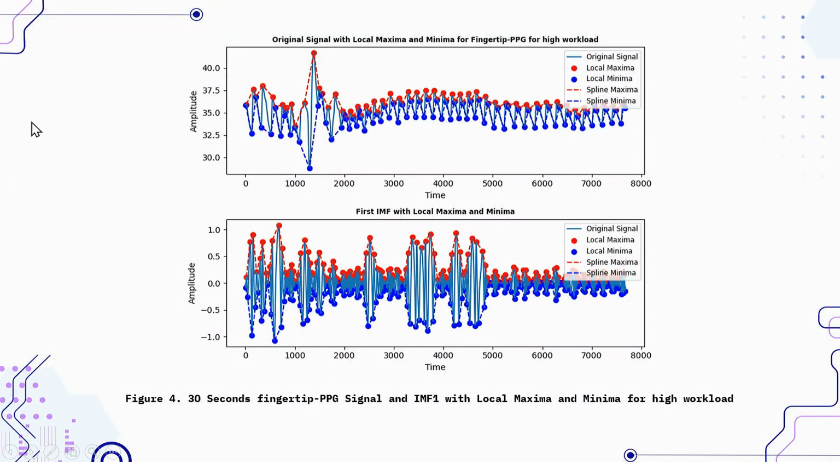This figure shows the original signal for fingertip PPG on high workload. When we need to calculate the IMF, we calculate the local maxima and the local minima points, and then we take the mean of these points. Then to calculate IMF1, we subtract that mean from the original signal. That is how we get IMF1. And if we want to calculate IMF2, again we perform the same thing as we performed on the original signal and subtract it from IMF1.